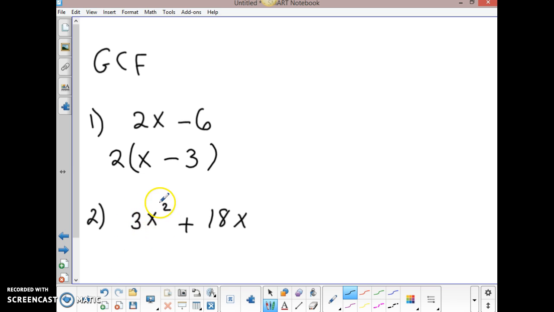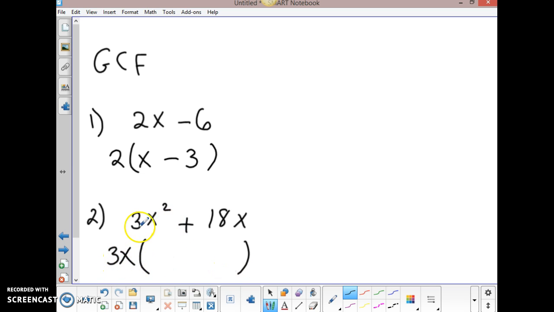Our first term is 3x squared. Our second term is 18x. Looking at the numerical portion, we have 3 here. We have 18. And the 18 is of course made out of 3 times 6. So we can definitely identify the 3 being greatest common factor in the numerical portion at least. Now looking at the variables, we have x squared in the first term and we have x in the second term. We can identify that there is an x that is in common. So now my greatest common factor is 3x.